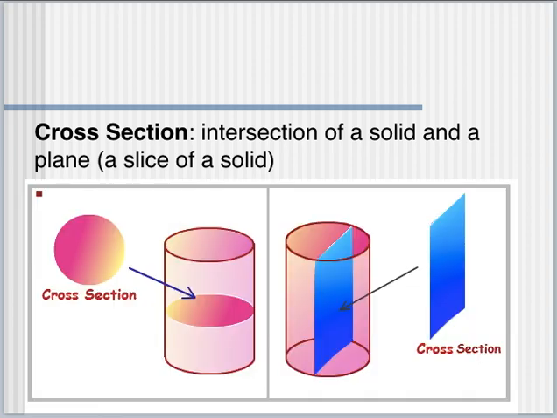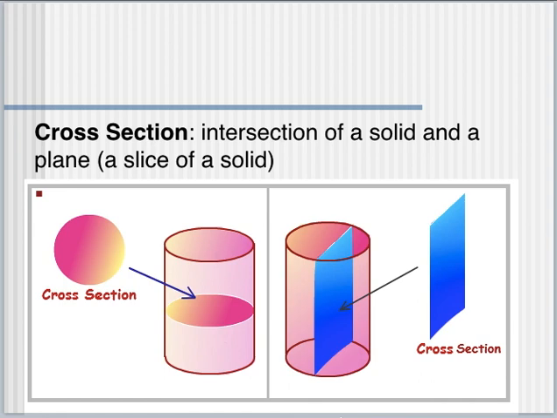Now the direction you slice your shape to create your cross-section matters. For example, with a cylinder, if you draw a cross-section horizontally, it creates a circle. It's a circle-shaped slice. But if you cut it vertically, it creates a rectangle. It's a rectangle-shaped slice.